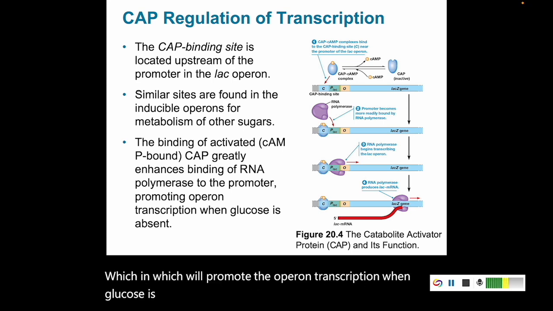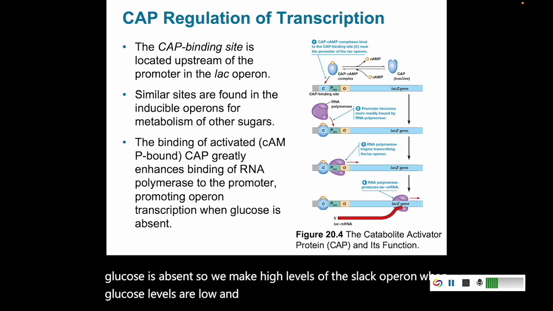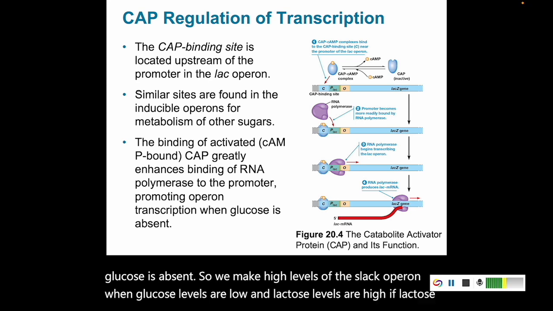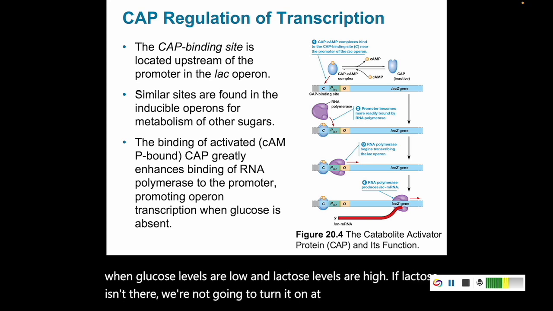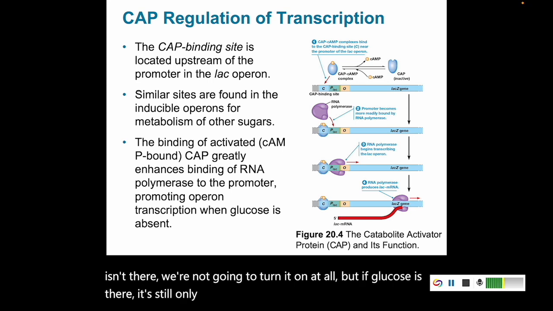So we make high levels of this Lac Operon when glucose levels are low and lactose levels are high. If lactose isn't there, we're not going to turn it on at all. But if glucose is there, it's still only being transcribed at low levels.